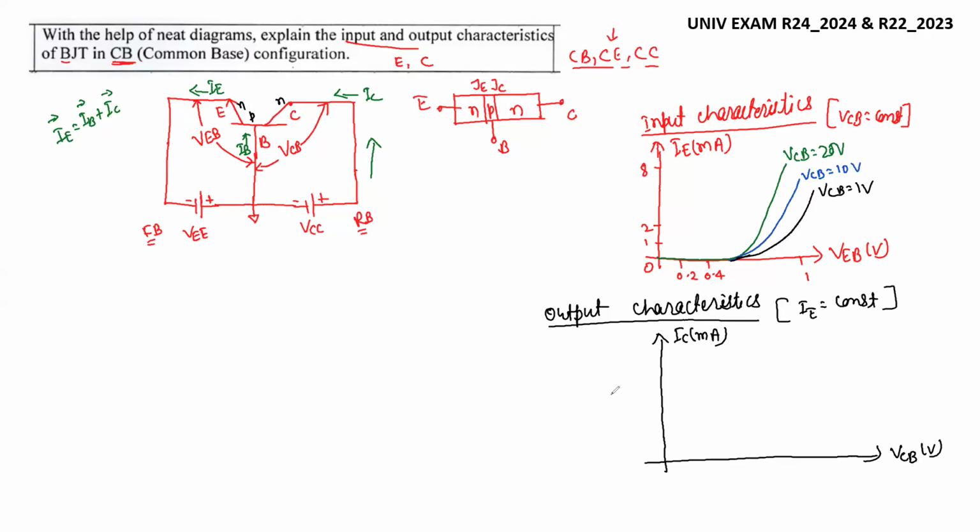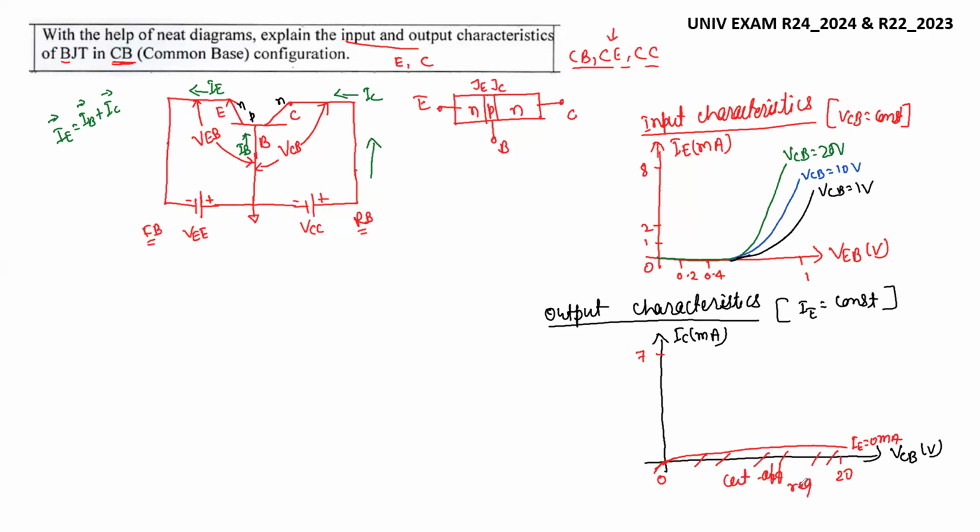Now for the different values, here you can write 0, and it will go again. For the collector current we have up to 7 milliamperes, and this axis we can take up to 20. So for the initial case, when emitter current is 0, in that situation the curve is almost going to touch this portion. So this will be IE equal to 0 milliamperes. This region we call the cutoff region.